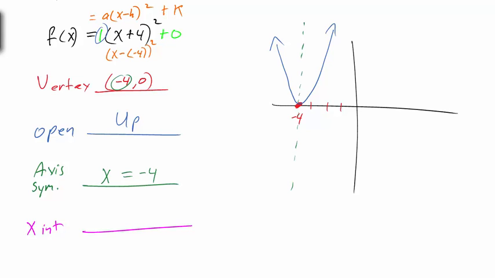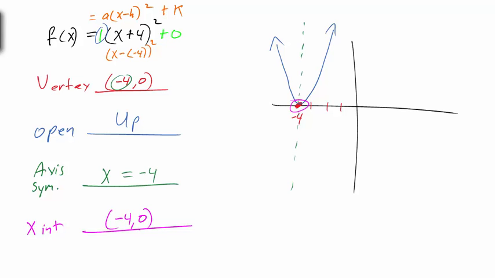And the x-intercept, where does this graph cross the x-axis? Well, from looking at the graph here, it's pretty obvious that it's going to cross right here at negative 4. So that's simply going to be negative 4 and 0.